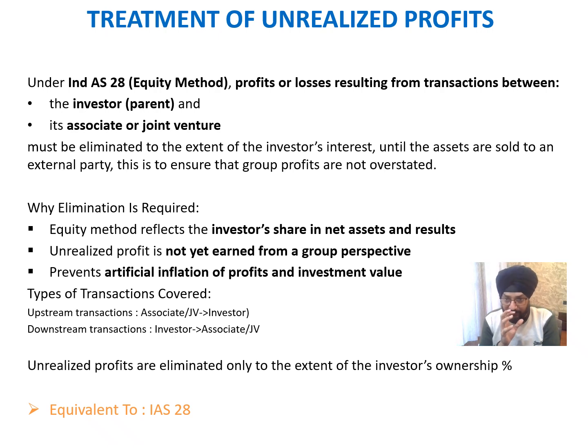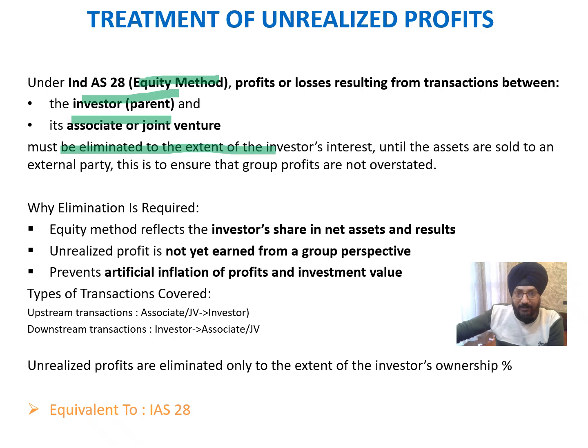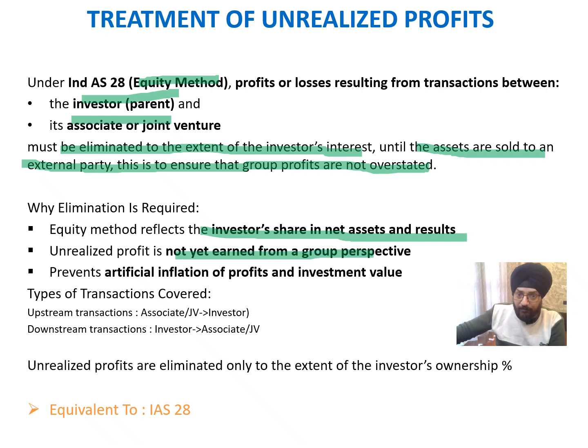So as per the concept of Ind AS 28, unrealized profit needs to be excluded from the investor's books of account. Because it's an equity method, profits and losses resulting from transactions between the investor or parent and the associate or joint venture must be eliminated to the extent of the investor's interest until the assets are sold to an external party. Once the asset is sold to the external party, then what was reversed earlier has to be reinstated. So why is elimination required? The equity method reflects the investor sharing the net assets and the results. Unrealized profit is not yet earned from the group perspective. It prevents artificial inflation of the profits and the investment value.